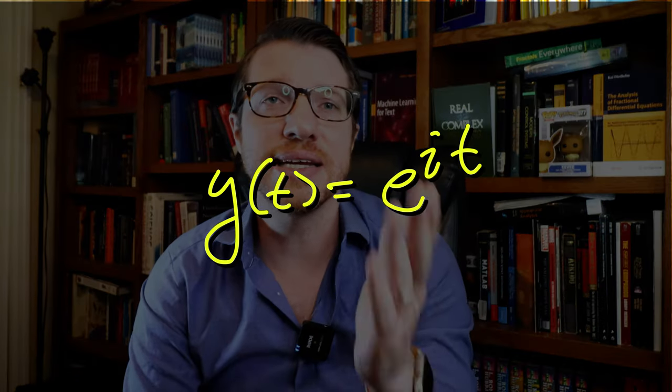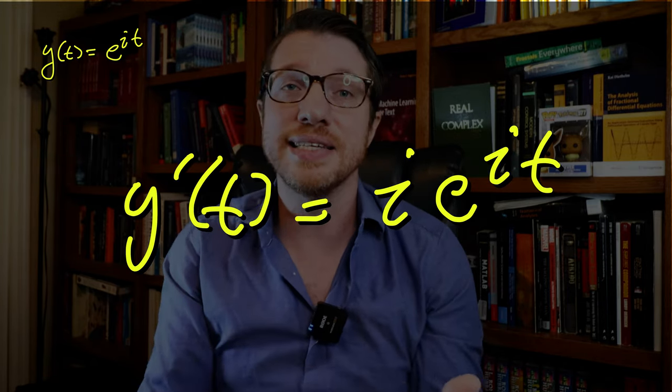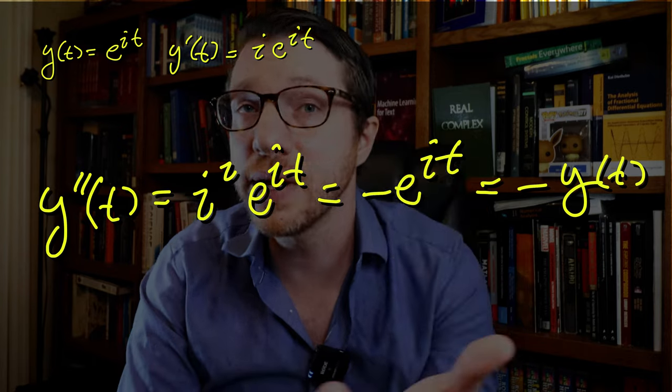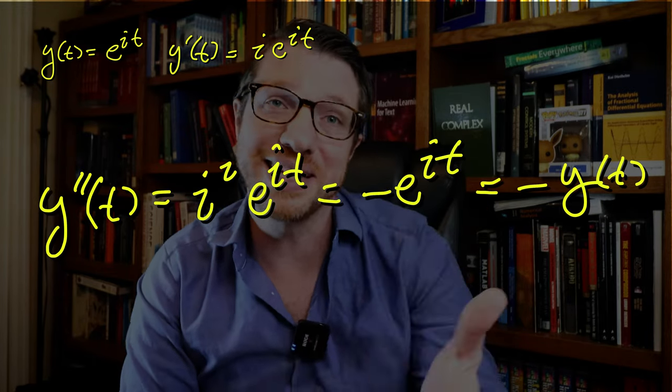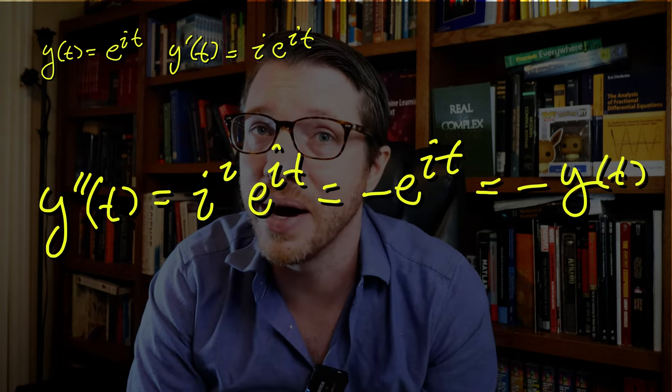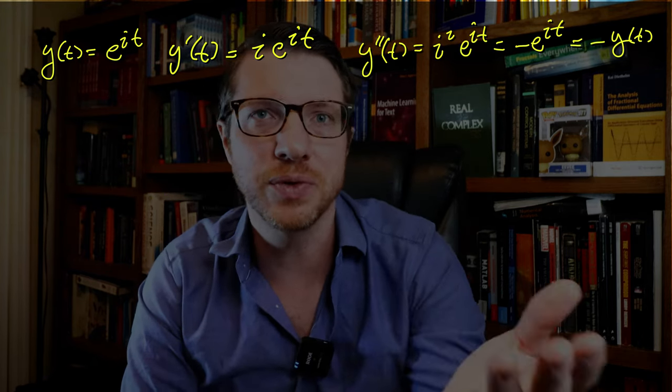And for that, we're going to need to show that e to the it is equal to cosine of t plus i sine of t. This is going to be fun. We'll set y of t equal to e to the it. We can see that the first derivative gives us i times e to the it, and the second derivative gives us i squared times e to the it, which is negative 1 times e to the it, or negative y. Y here satisfies the differential equation we started with, y double prime is equal to minus y.